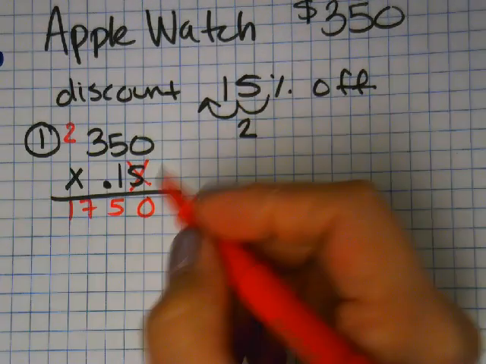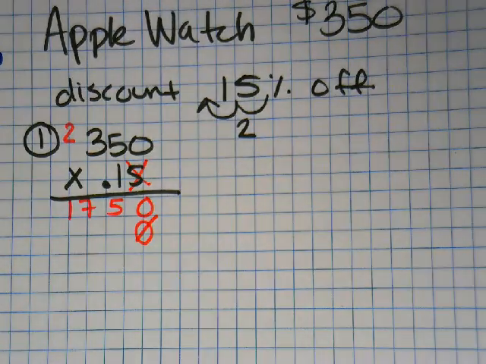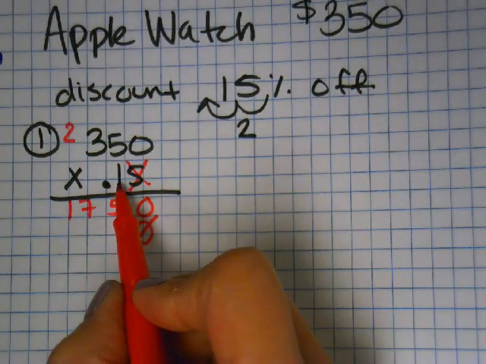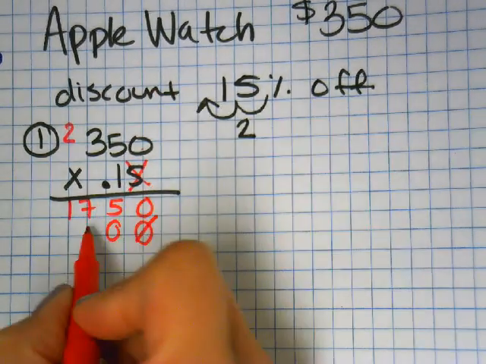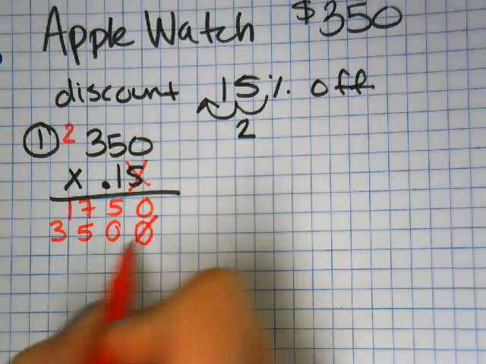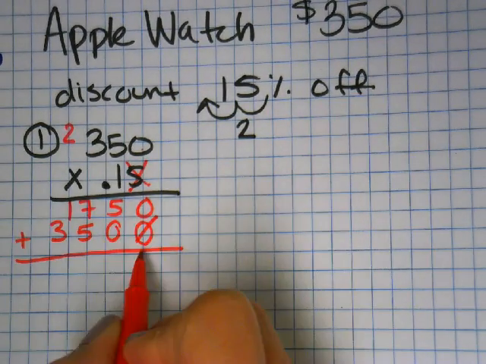Another 0. A 0 placeholder. That 0 placeholder is just a placeholder. I didn't do any math to actually get that 0. It's called a 0 placeholder. Now I start multiplying by 1. 1 times 0 is 0. 5, 3. Make sure you're lining up the numbers. Then these numbers we add.